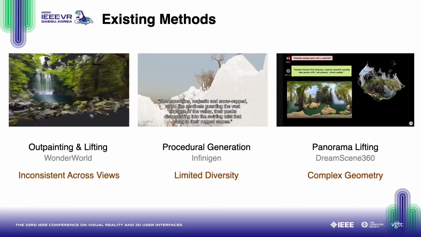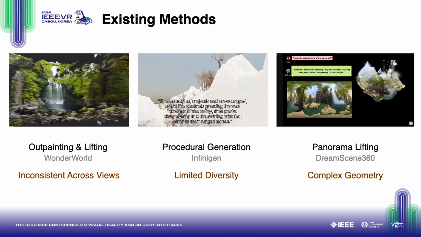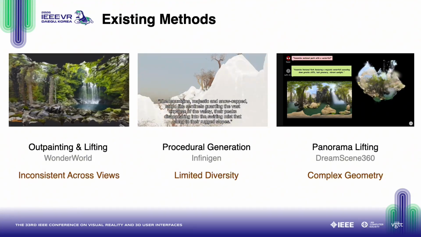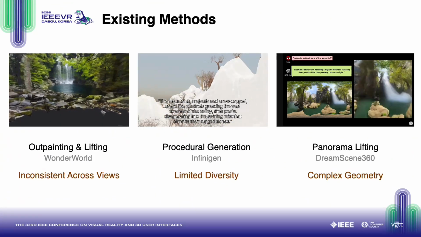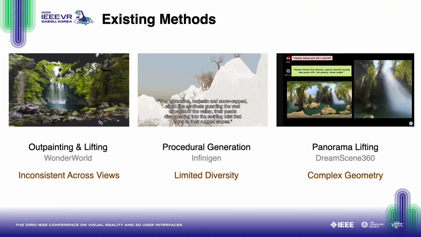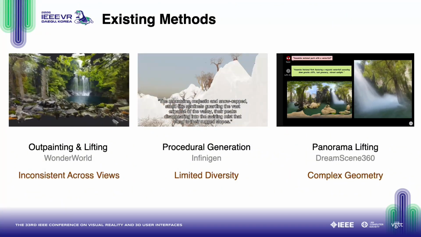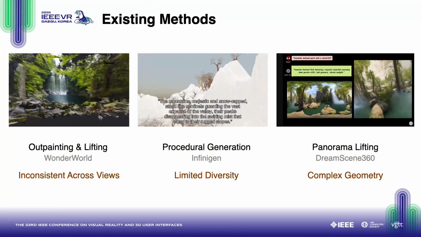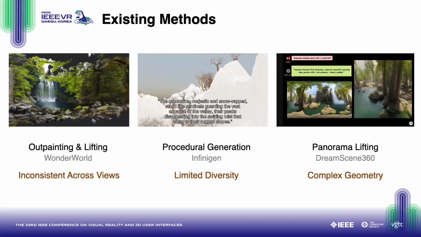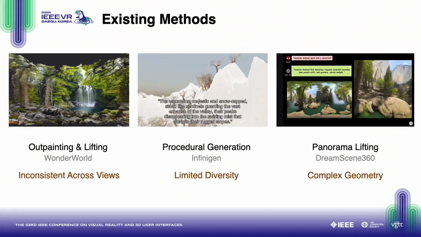One possible way to realize it is using 3D scene generation techniques. However, existing methods often lack spatial coherence, offer limited diversity or resolution, or rely on heavy 3D Gaussian reconstructions, making them impractical for real-time immersive VR applications.